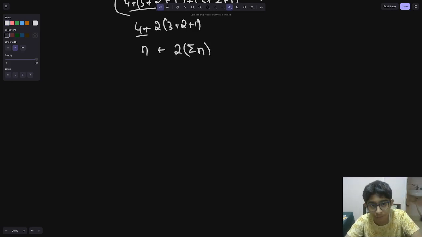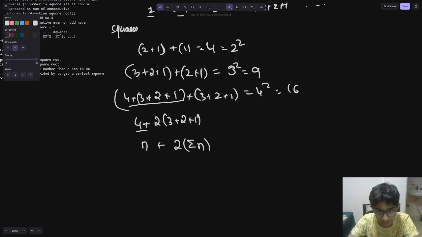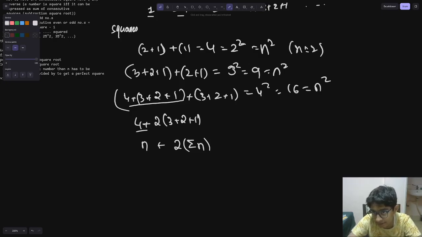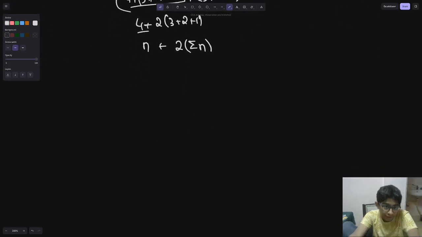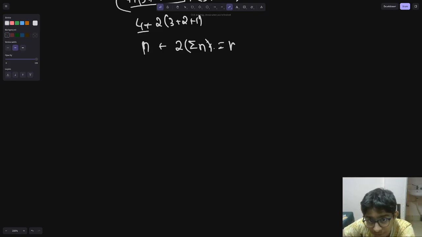And what do we have to prove this equal to? N square, right? This is all n square, because n is 2 here, here n is 3, here n is 4. And next, now we have to prove this. It's already getting long. I can't post this on YouTube, sorry. Now I need to speed through this. Okay, so we need to prove this equal to n square.